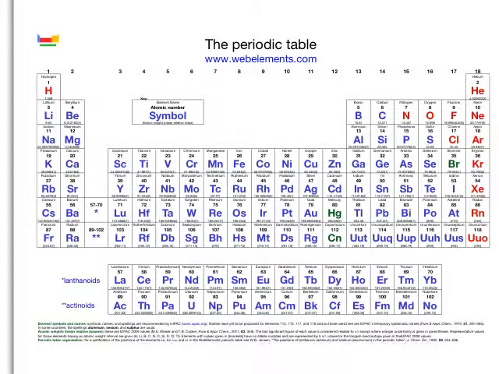Hello, we're going to look today at elements and the periodic table. Our learning goals of today are that we should be able to identify whether an element is on the periodic table and whether it isn't, and we should have an idea of what makes up the atoms in each element.